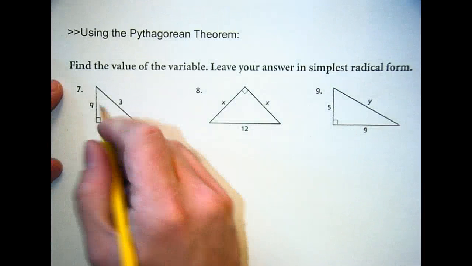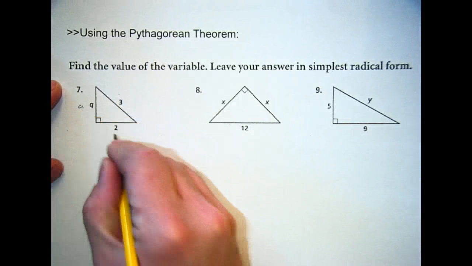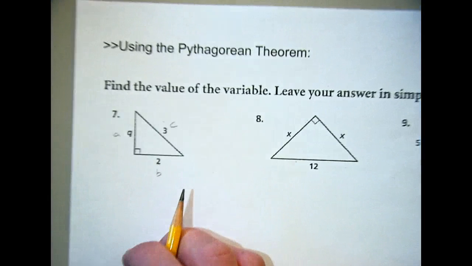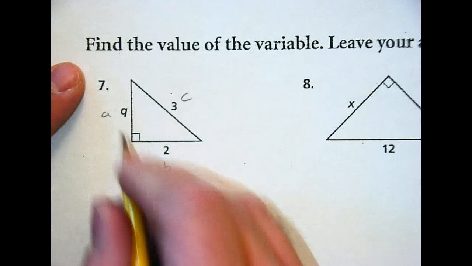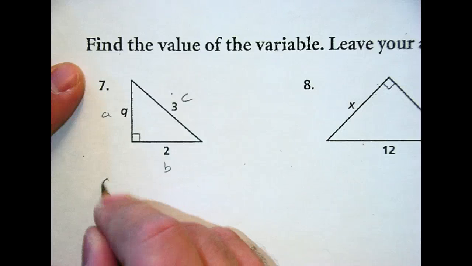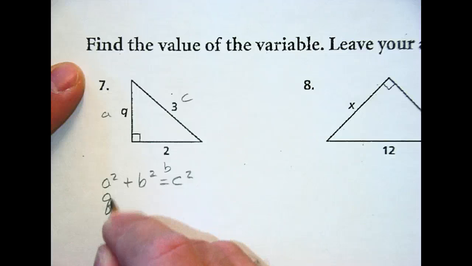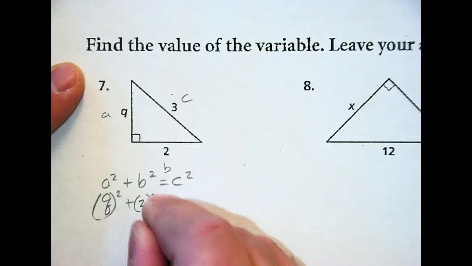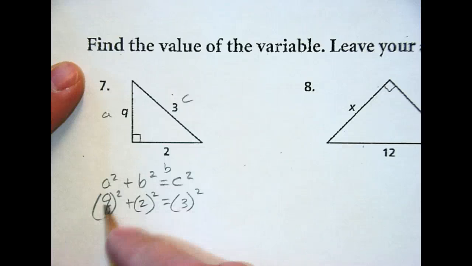So we've got our a squared, our b squared, and our c squared. I just like to label these. If that's a, that's b, that's c. In that case, it says leave your answer in radical form, by the way, which we'll talk about here in a minute. But if a is q, and I'm using my formula, a squared plus b squared equals c squared. A is q, so I'm going to plug that in for a and square it. B is 2, I'm going to plug that in for b and square it. And c is 3, I'm going to plug that in for c and square it. So I get q squared plus 4 equals 9.